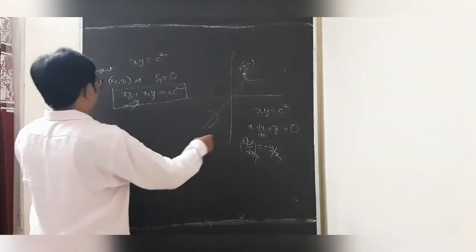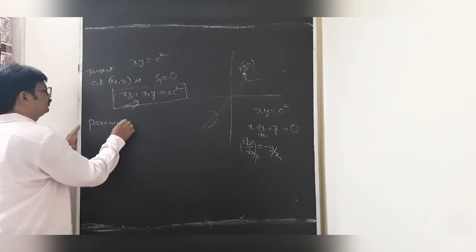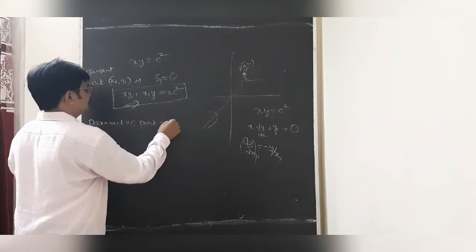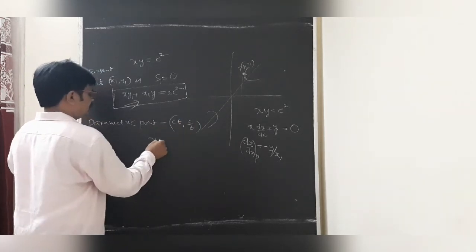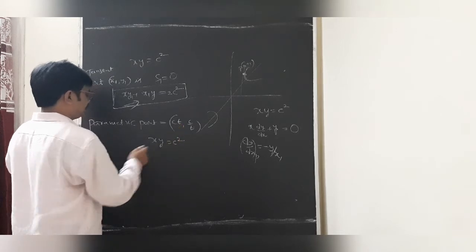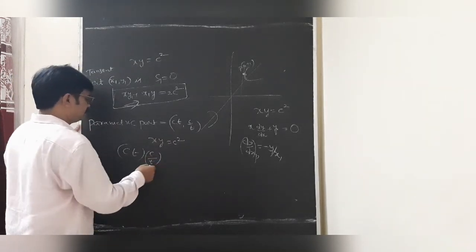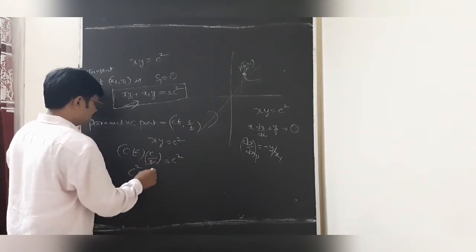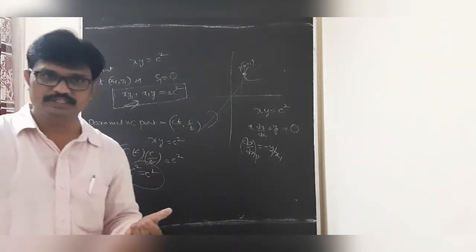So dear students, the parametric point is ct comma c by t. Yes or no? When you substitute here, x is ct, y is c by t. So undoubtedly these are cancelled. c square equal to c square, satisfied. ct comma c by t.